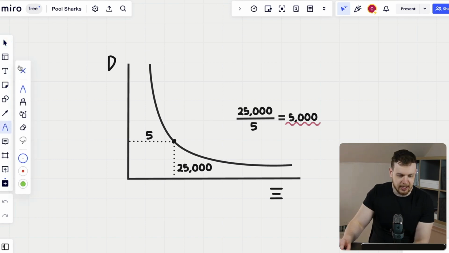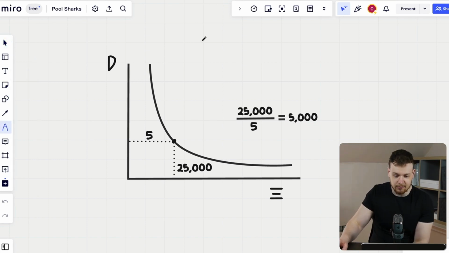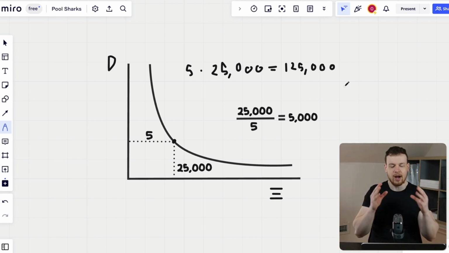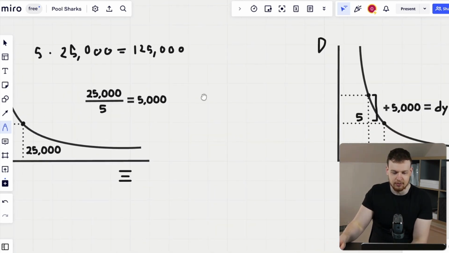And if we were to calculate the K value for this particular X times Y equals K curve, we could use this particular point and plug in these values, right? So for X, we will plug in 5, and then we'll plug in 25,000 for the amount of token Y. And this yields us a K of 125,000.